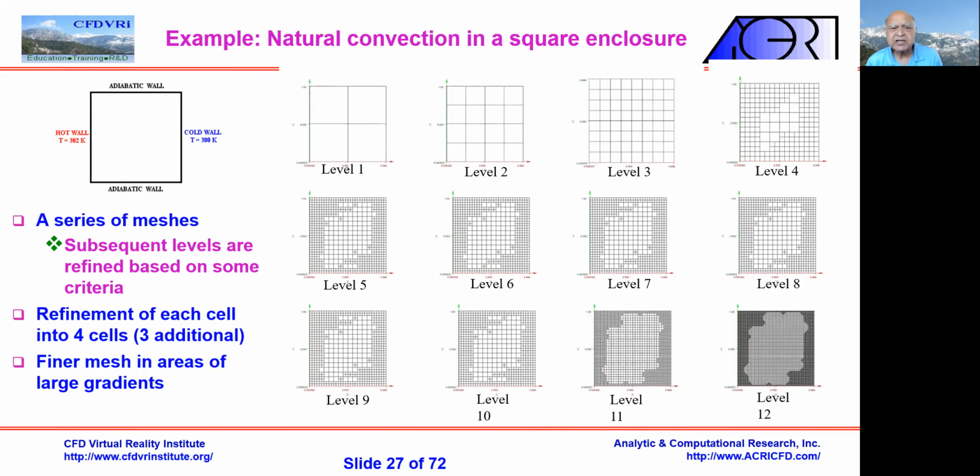Now here is a simple example that I'm going to show you where we have natural convection in a square enclosure. There's a hot wall, there's a cold wall, okay? So we started with just 4 points. We said, here is our grid. Basically just one node, right? Okay, we said this is our grid, right? Solve on it, okay?